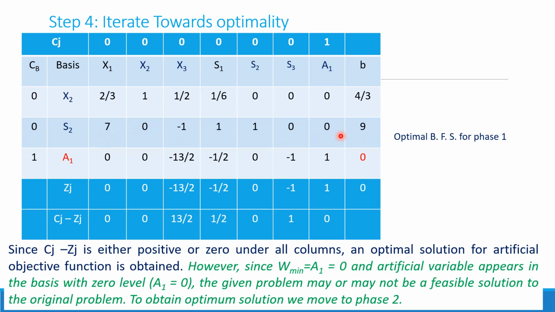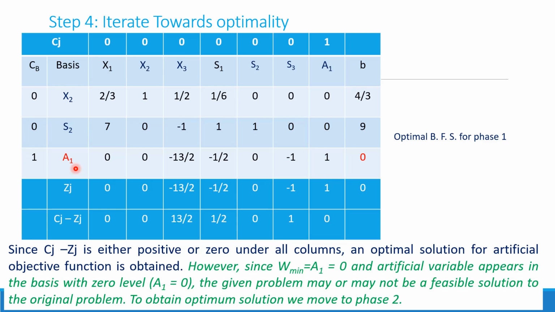So everything has changed here. Similarly, the values of the A1 row have also been changed. Now if you see the value of A1, the level of A1 here is 0. I have particularly highlighted this variable and its value in the B column. So it says A1 is equal to 0, and A1 is nothing but the objective function of phase 1.